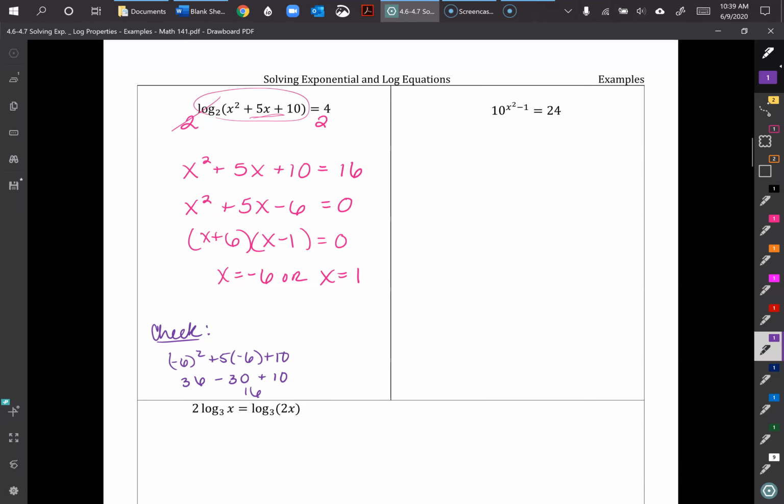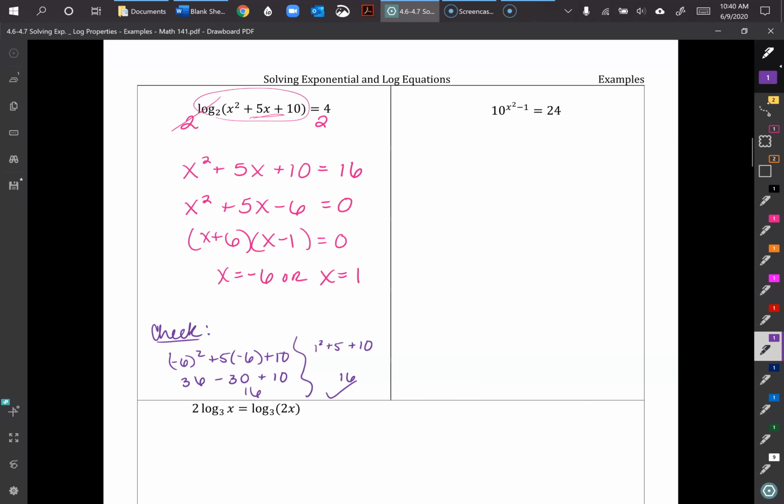And then the other one, I have a 1. So I have 1 squared plus 5 plus 10. And I also get 16. So that works.